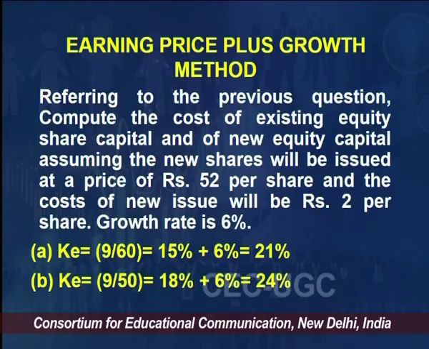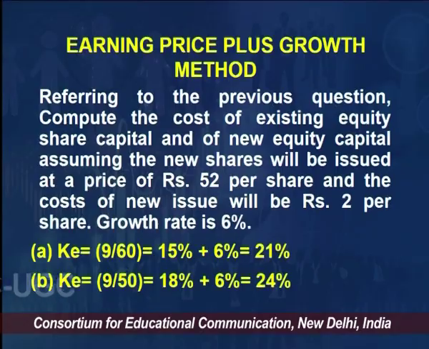So here is the example referring to the previous question which we just took up for the earning price method. In the same example, if the growth rate is given, what will be done? Let's assume that in the previous question the rate of growth is given, any percentage you can assume, let us say 6%, right. Referring to the previous question, compute the cost of existing equity share capital and new equity capital, assuming the new share will be issued at a price of 52 per share, the cost of new issue is 2 rupees, and the rate of growth is 6%.